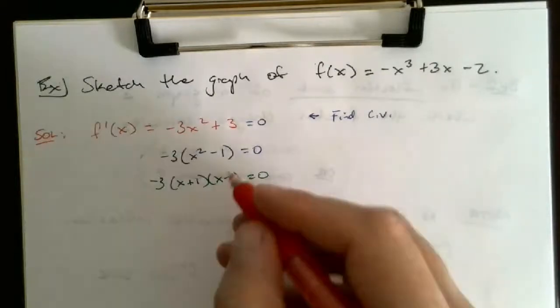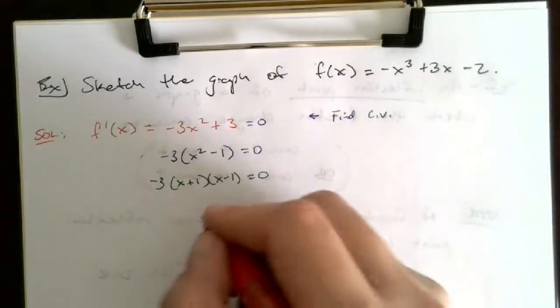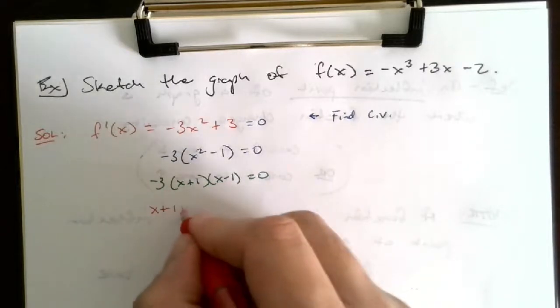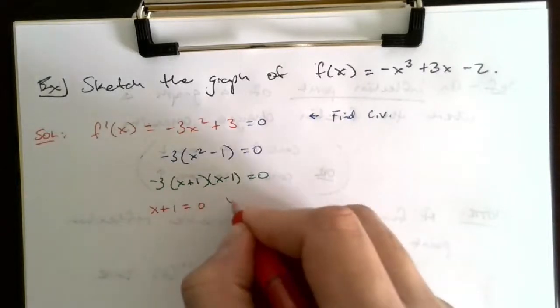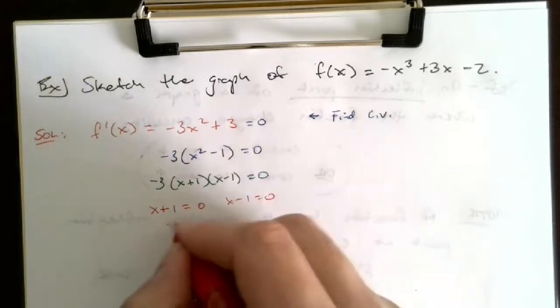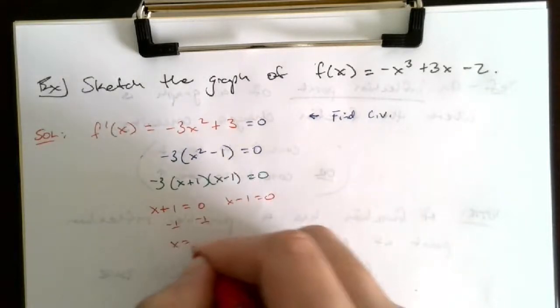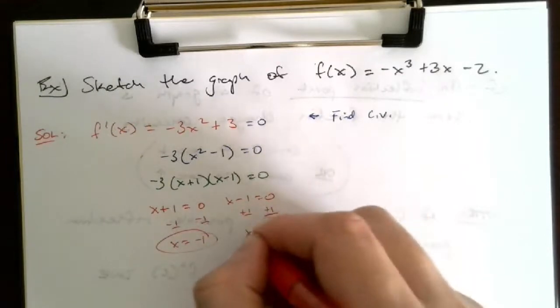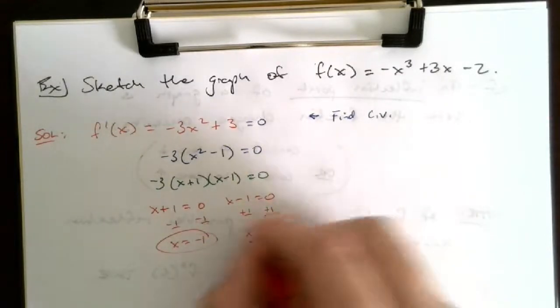From each of these, you want to set each factor that has a variable equal to 0. Remember, negative 3 doesn't equal 0. It's not one of your answers. So x plus 1 equals 0. x minus 1 equals 0. And you want to solve this quickly. Subtract 1 from each side. You get x equals negative 1. Here, I'll add 1 to each side. I get x equals positive 1.